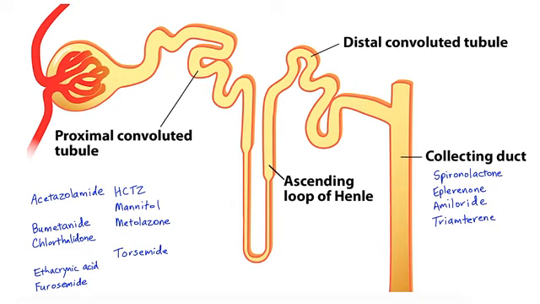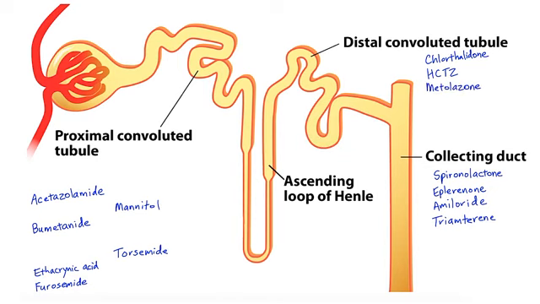Then working back up the nephron, we have the distal convoluted tubule. And what works there? The thiazides. So the three thiazides we talked about were chlorothalidone, hydrochlorothiazide, that one's pretty easy to recognize, and metolazone.